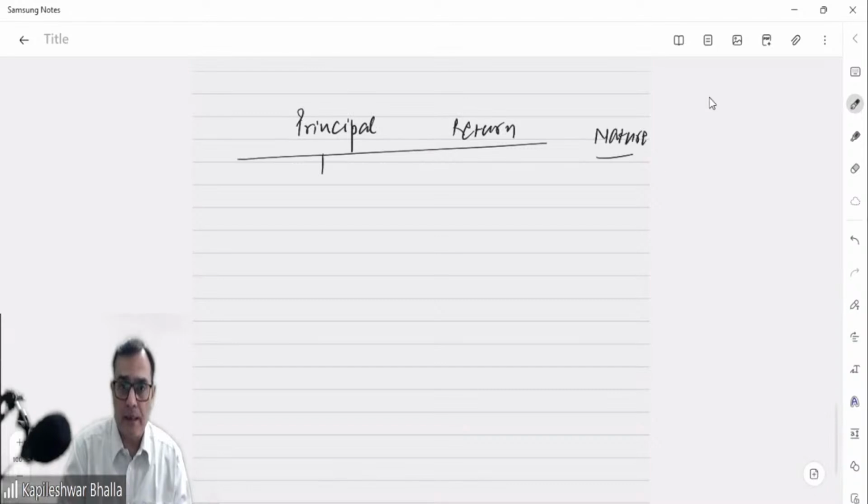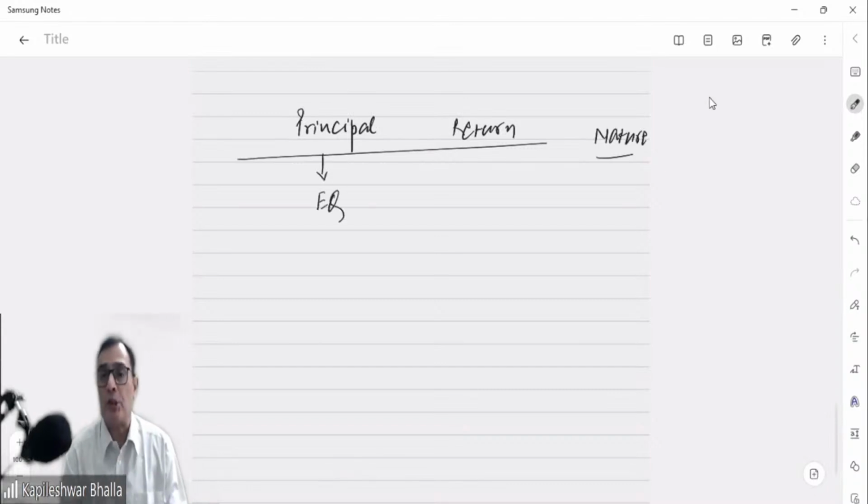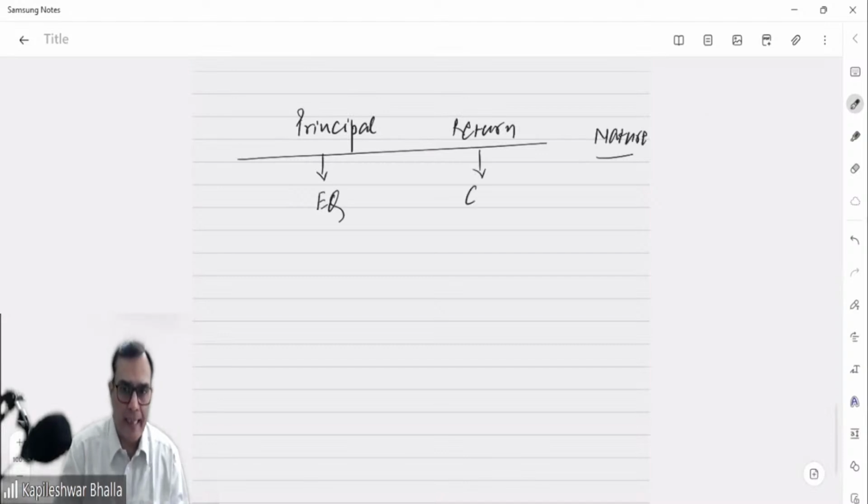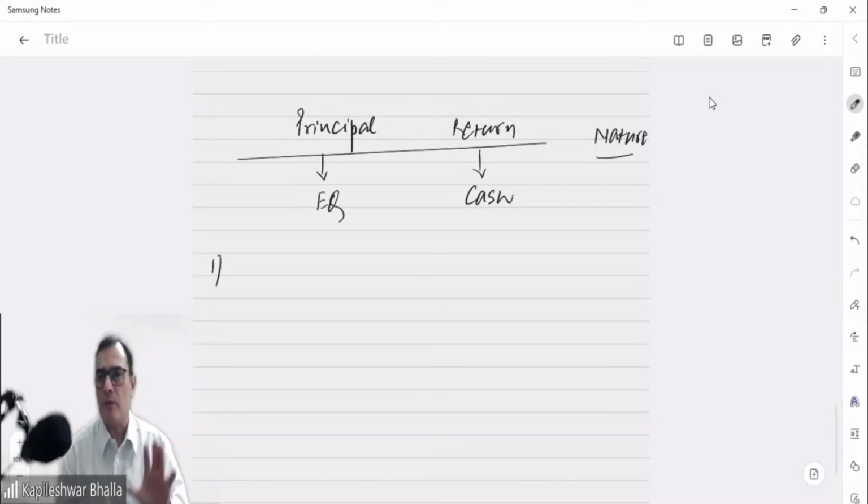Let's consider that the principal is going to be discharged by using equity shares as a currency note. And let's consider the return is going to be discharged by way of, let's say, cash. So the principal is being paid in the form of equity shares, and the return, the interest and dividend, is paid in cash. Now let's consider the permutation combinations very carefully.